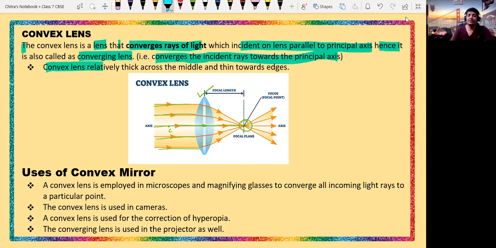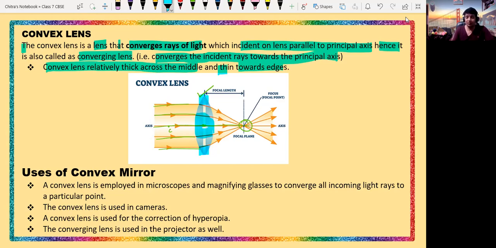So the convex lens is relatively thick across the middle, really very thick across the middle, and thin toward the edge. In the edge region it is very thin. This is how the convex lens is designed.